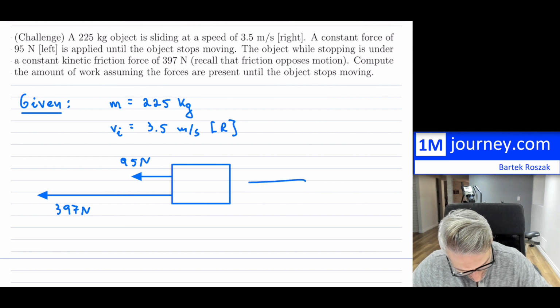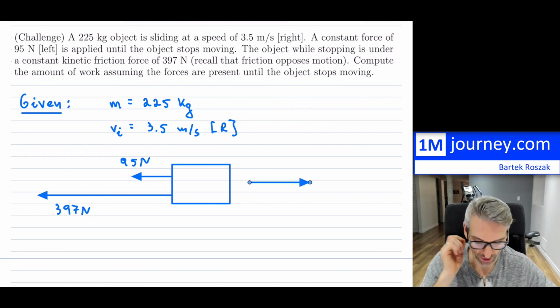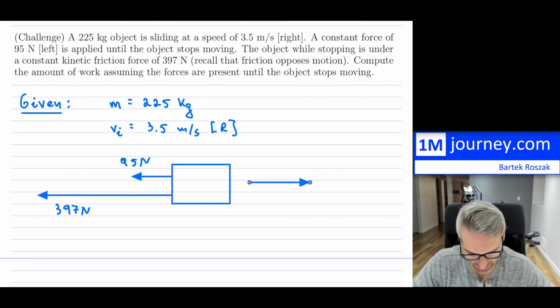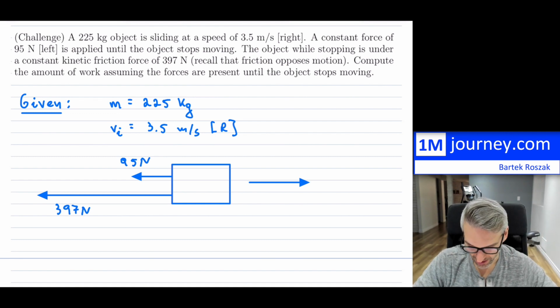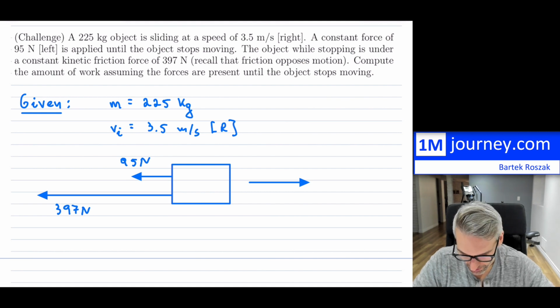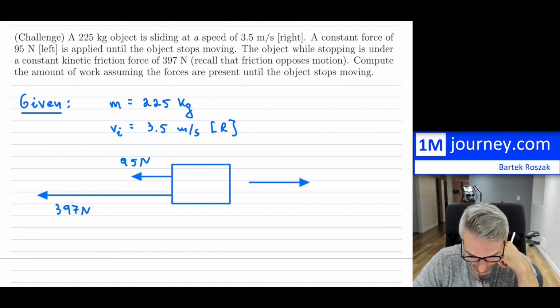Now this thing is trying to move in this direction, so we're going to get a negative work, because you can see that the displacement, if you're moving to the right, is going to be 180 degrees with respect to the forces that are applied. So that's what we will have there. Compute the amount of work, assuming the forces are present until the object stops moving. All right, so let's take a look here.